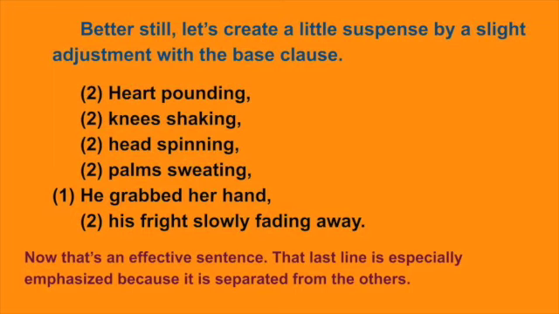All right, so let's make another little minor variation. I want to create some suspense, and I just want to move that base clause just a little bit. So now my sentence reads like this. Heart pounding, knees shaking, head spinning, palms sweating. Notice the parallel structure, two-word structure. He grabbed her hand, his fright slowly fading away. Okay, so by moving that final modifier, which doesn't fit with the others, it's not following the same pattern, I've actually created emphasis upon it. So his fright slowly fading away helps us see more clearly the state that this person who's grabbing her hand is in.